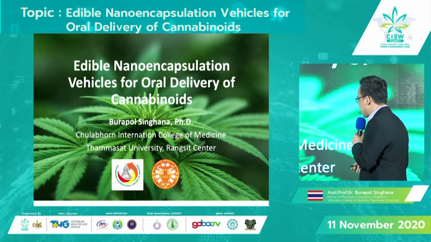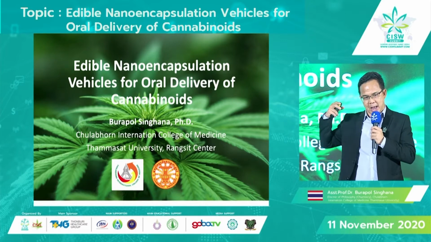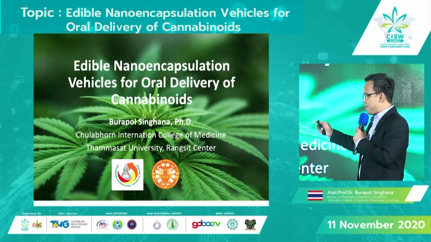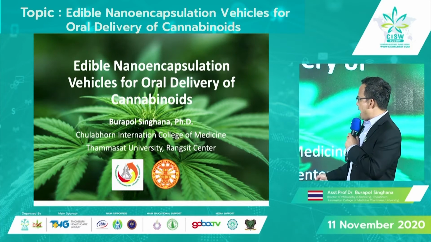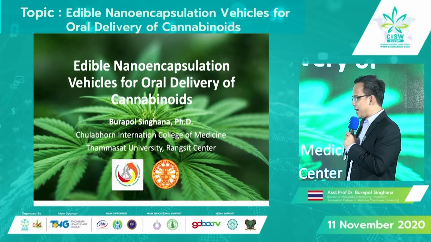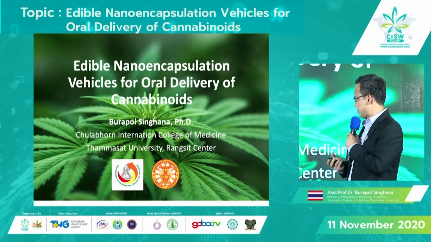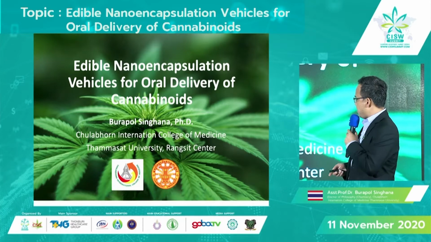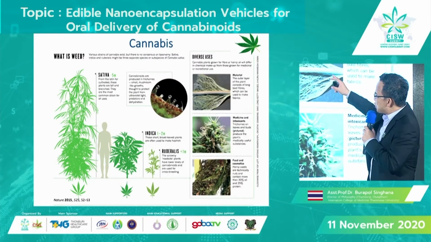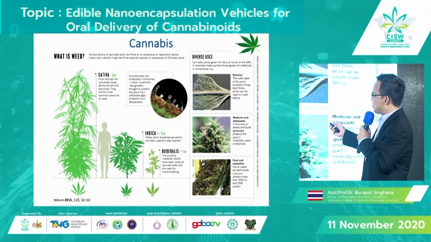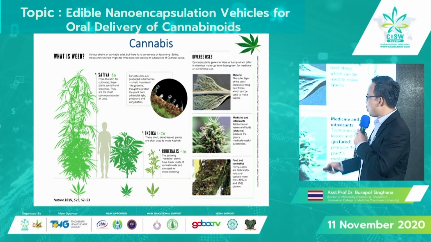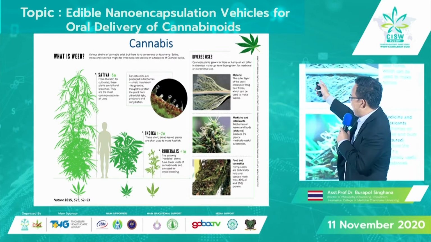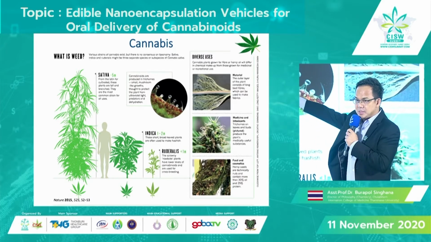But before I give you more detail about my talk, I would like to introduce myself first. My name is Burapol Singhana. I'm from Chulabhorn International College of Medicine, Thammasat University, Rangsit campus. So I would like to give you a basic thing about cannabis first. There are 3 species: sativa, indica, and this one. In this one, we found cannabinoids a lot.